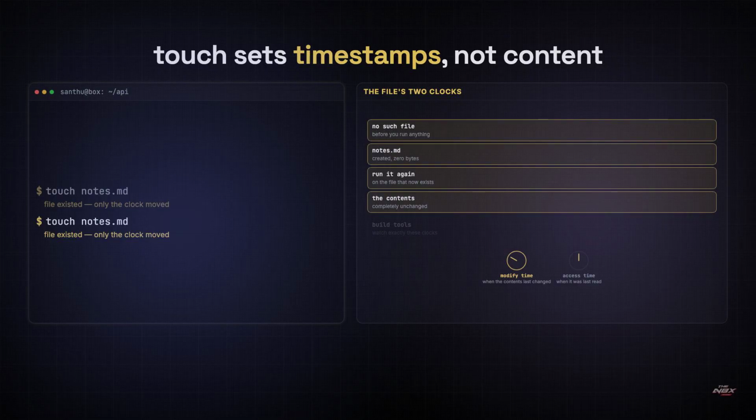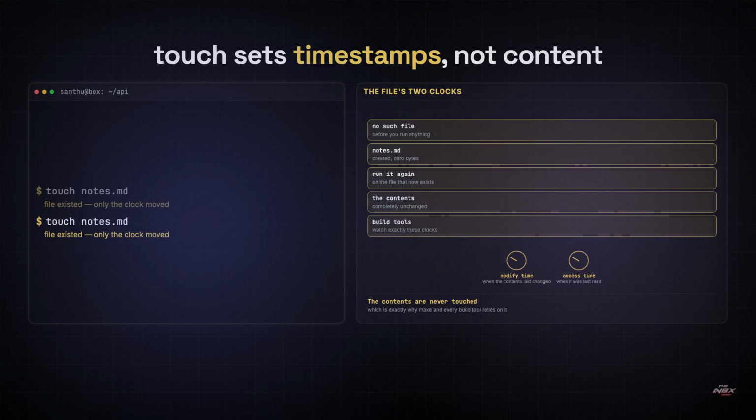The modify time, which records when the contents last changed, and the access time, which records when it was last read. And build tools watch those clocks. The content itself is never touched. Touch exists to move a clock forward, which turns out to be worth a whole command.